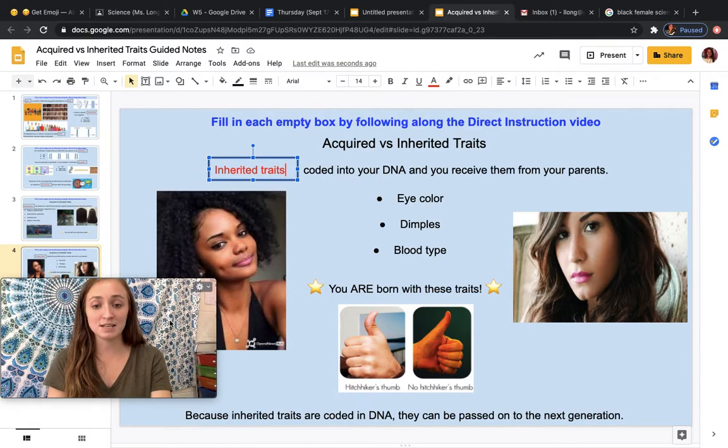So since these traits are coded into your DNA, whatever traits you have that are inherited, they can be passed down to the next generation. So if you had a child, that child could potentially have that same inherited trait. Okay? Your acquired traits aren't necessarily passed down. They can be taught. You can teach your future kid how to ride a bike or how to read, but they're not naturally born being able to do that.